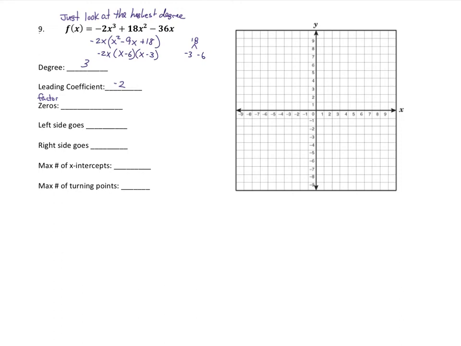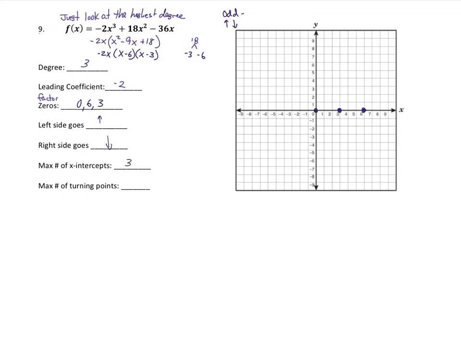Set each of those to 0. So our zeros are going to be 0, positive 6, and positive 3. Go ahead and plot those. So if we look now, you've got 1 and 2 in between there, 4 and 5 in between there. We'll use those for the turning points.